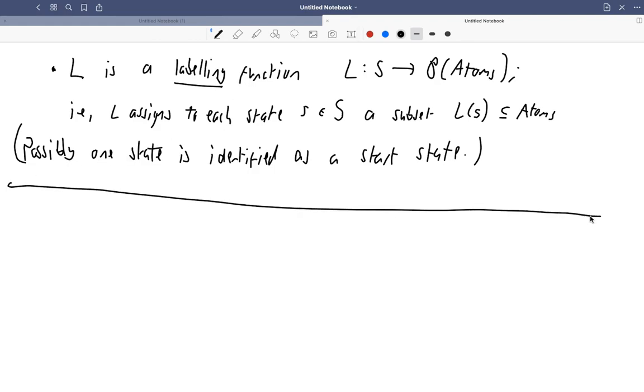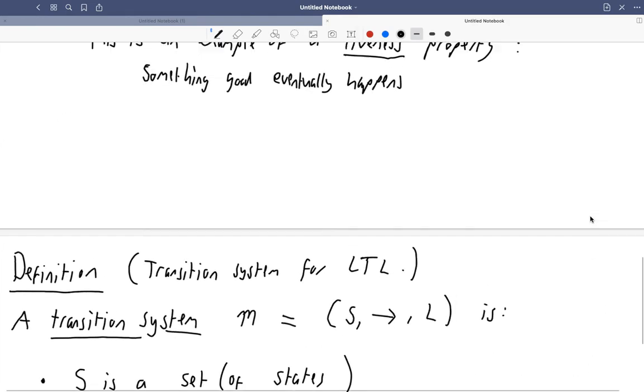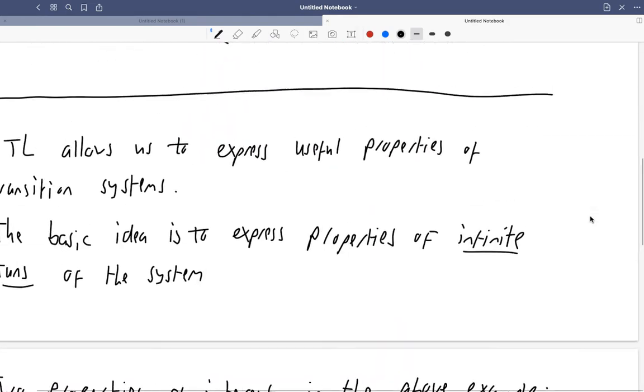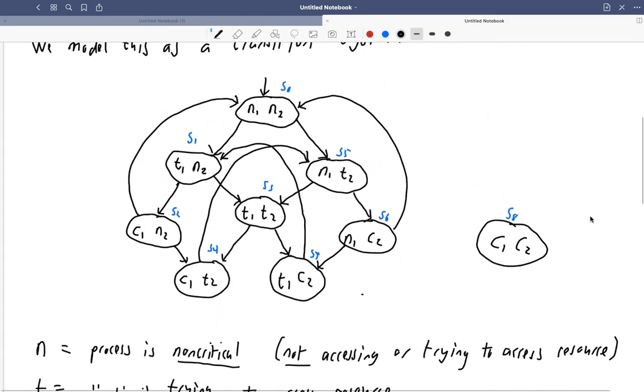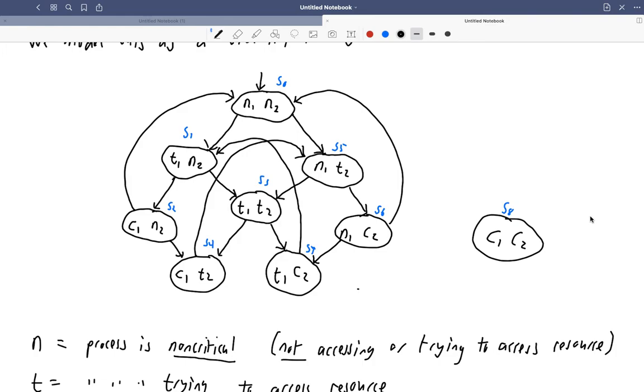Okay, so let's look at our example earlier. So this is our transition system. So the states are the 1, 2, 3, 4, 5, 6, 7, 8. Sorry, are there 8? 1, 2, 3, 4, 5, 6, 7, 8. Yes, there are indeed. Are these 8 bubbles together, if you like, with this one?